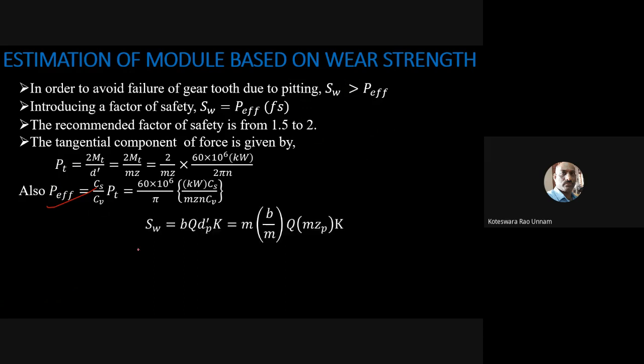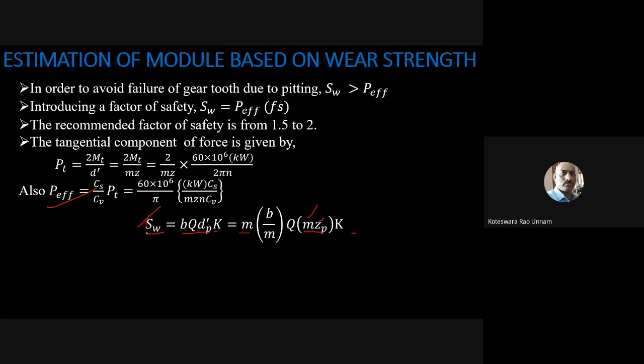Then you have an expression for wave strength. Just now we derived it. We'll rearrange this: wave strength is something like m into, multiplying and dividing by m, you can write this equation like this. So this will cancel out, and dP you can write as m into Zp. We know that the pitch diameter is nothing but module into number of teeth, and K remains K.